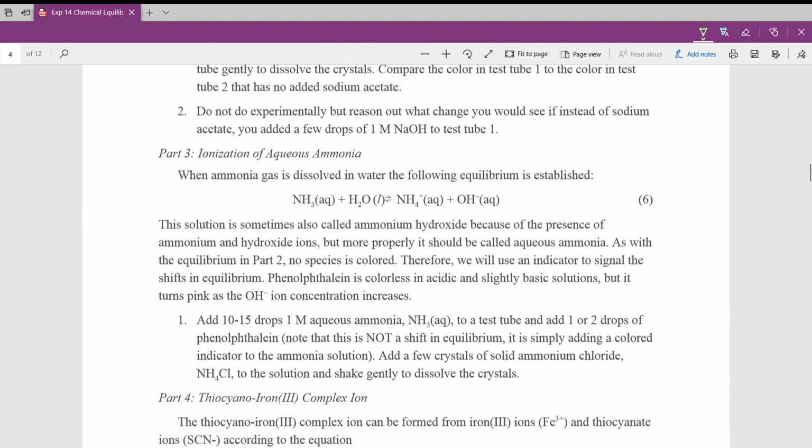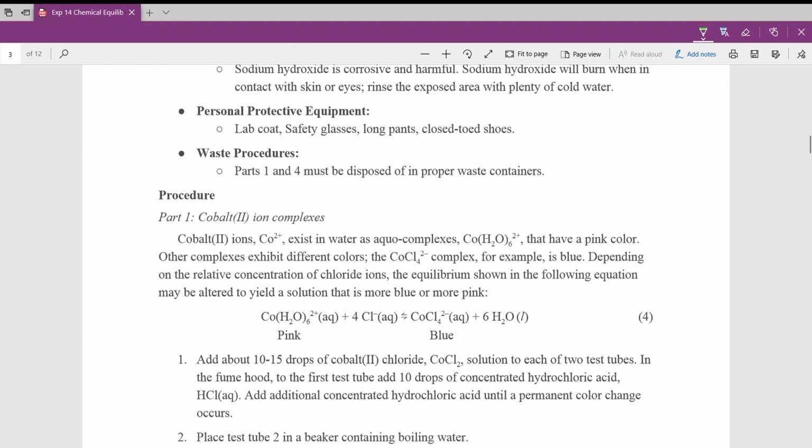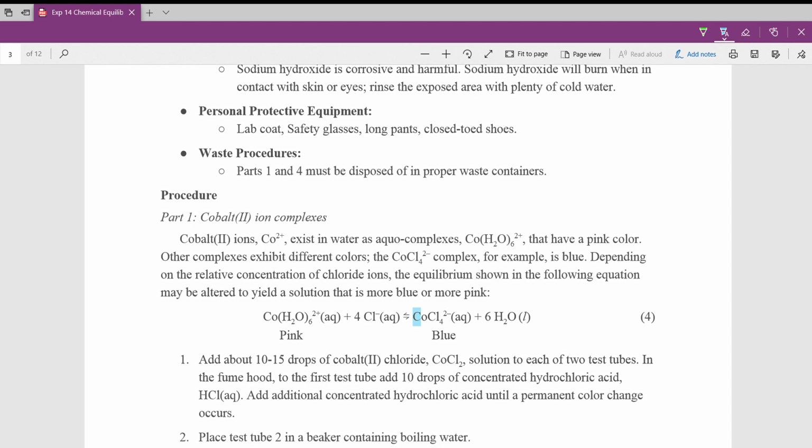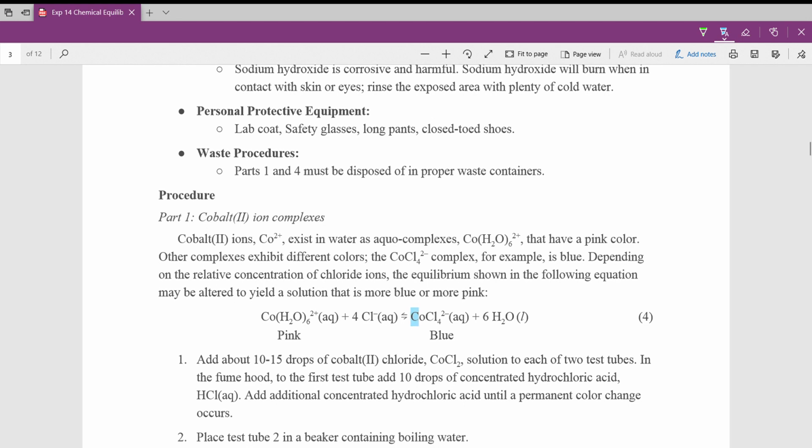So let me go through and kind of step you through this lab really quick. The instructions that are given in the lab manual, or I'm sorry, in the video, there's a lot of detail there, so I'm going to let you kind of use those too.